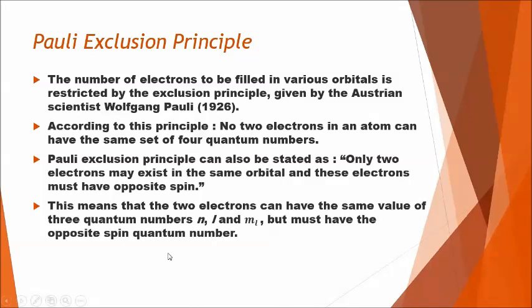This means that no two electrons can have the same value of three quantum numbers, that is principal quantum number, azimuthal quantum number and magnetic quantum number. But they must have the opposite spin quantum number.